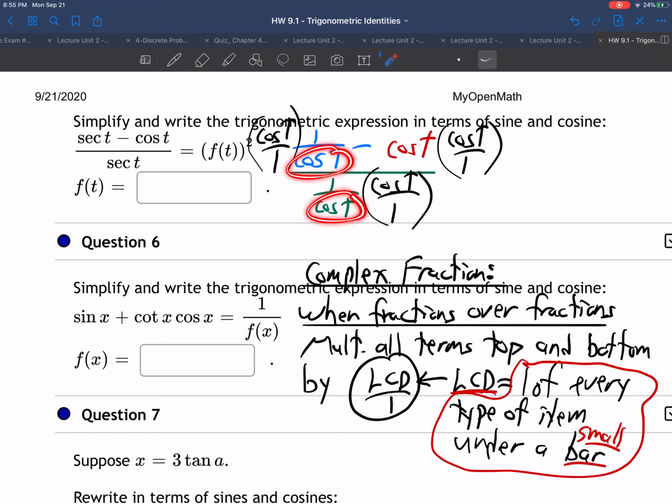So I just looked at the items under the small bars. They're both the same. There's just a cosine. I only use 1 of them. And so I put that over 1, that over 1, that over 1, multiplied all the terms, top and bottom, by the LCD over 1. Now that's totally legal to do. It's not illegal. The math cops will not come for you because you're doing the same thing to the top and the bottom of the fraction, right?